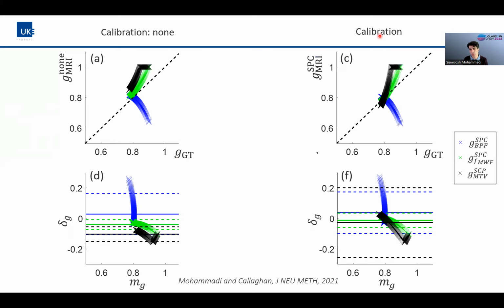Here are the results when we do this calibration, and you can see that for the bound pool fraction, nothing changes. Basically, it's still very badly related to the ground truth.